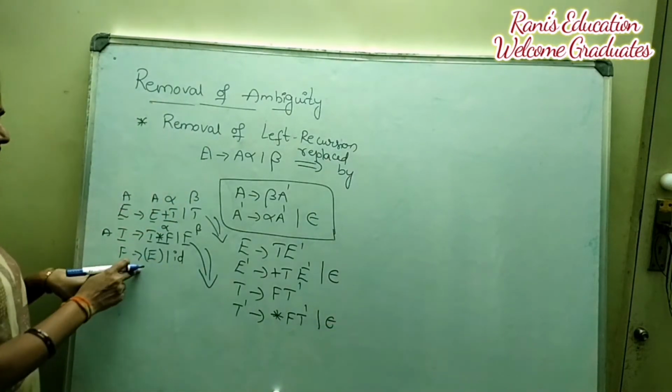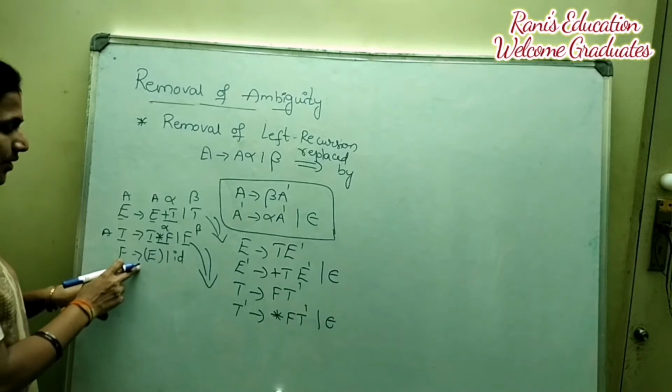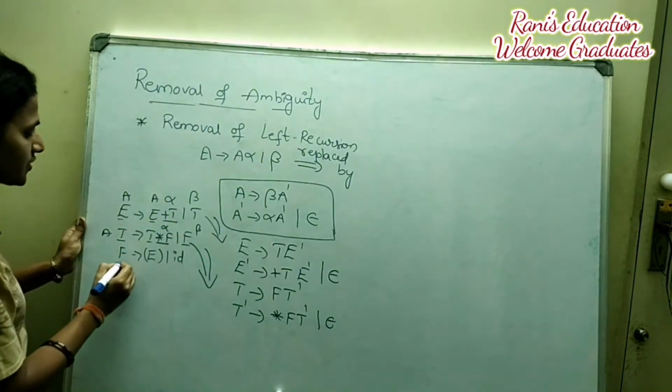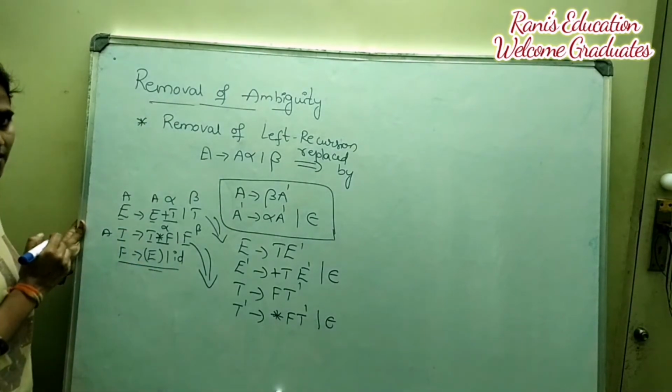Now you can see the third production here. We don't have any ambiguity, right? Because it is not in the form of left recursion, so there is no need to do any operations on this particular production.